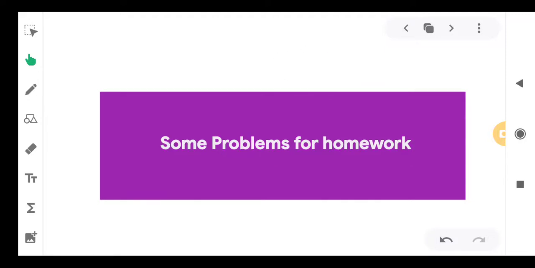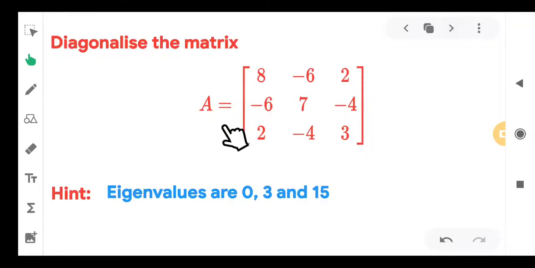Now, some homework for you to compute. Diagonalize this matrix. I'll give you the hint that the eigenvalues are 0, 3, and 15. This problem we require for the next video. So just compute the eigenvalues first. I have given you the hint. Here the eigenvalues are 0, 3, and 15.